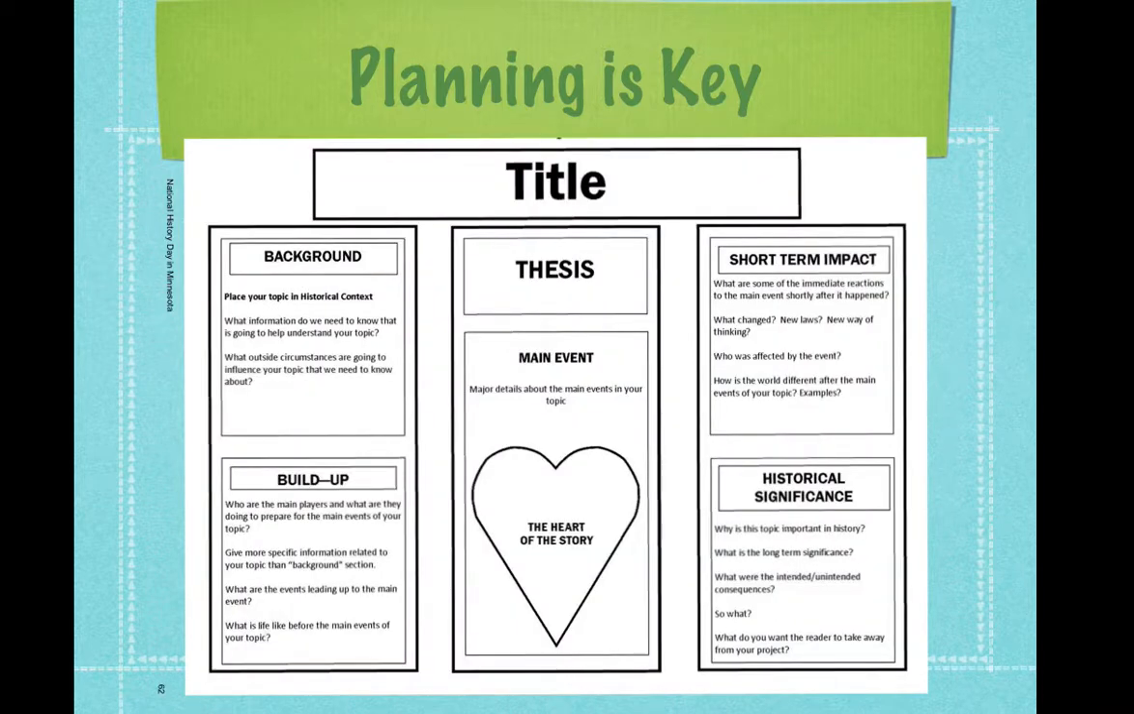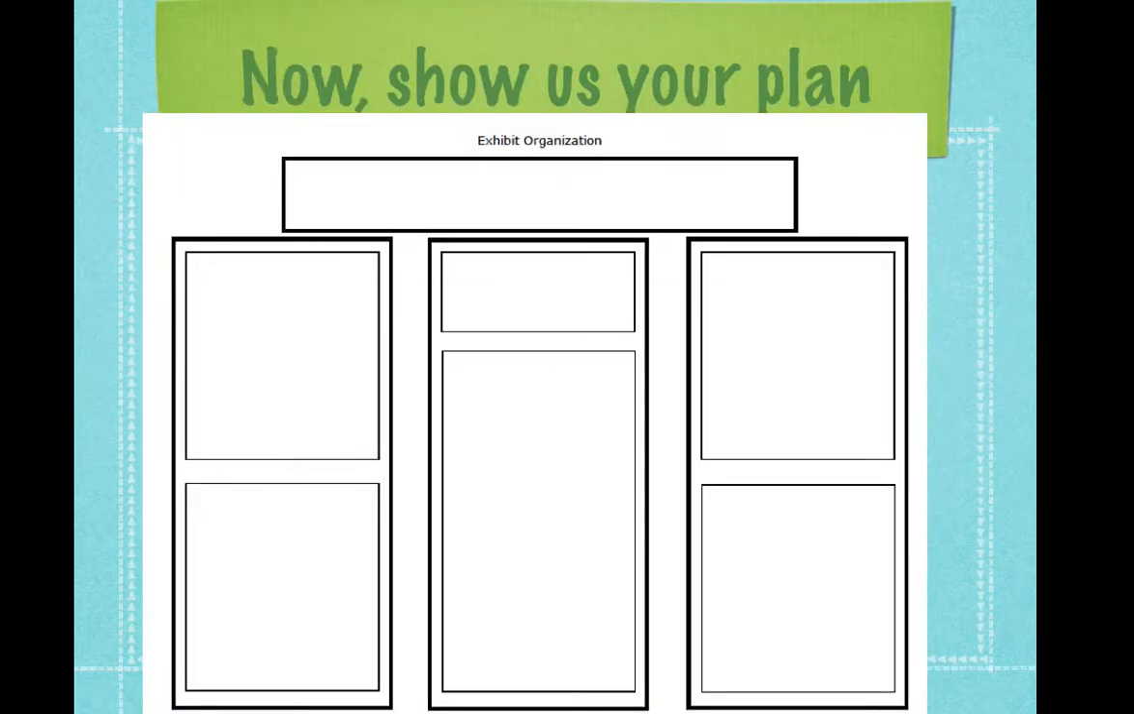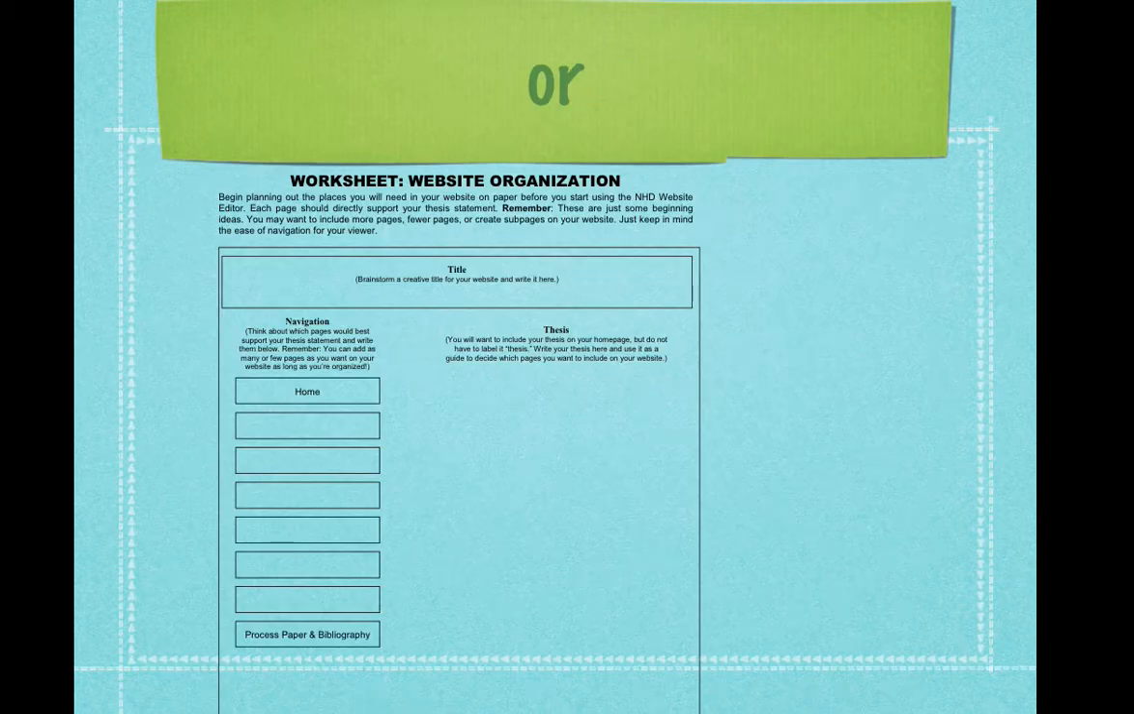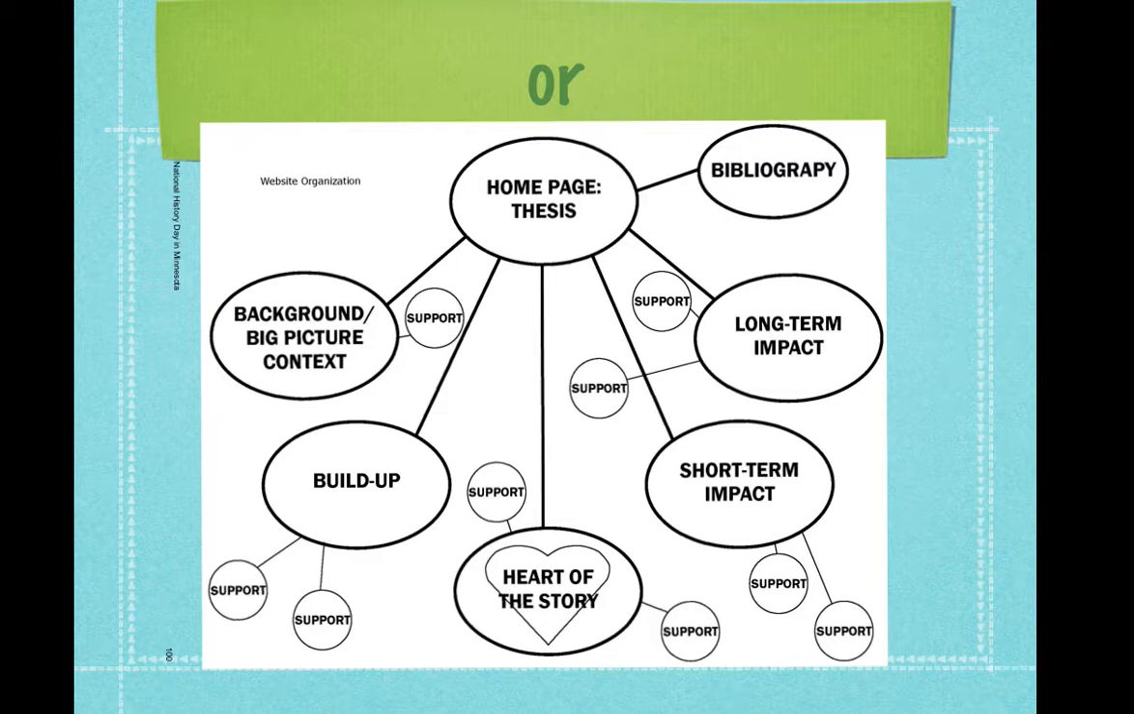This is how we're going to do it, and it may not look exactly like this for all of you. You're going to show us your plan, your advisor, by the end of the day, so we can give you feedback. If you're doing an exhibit, it will look something like this. If you're doing a website, you might want to plan it with a document like this, or possibly a web. If you're planning your documentary or your script, or writing a paper, you're still going to need to gather all of this evidence and put together your plan before you really start creating your final product.